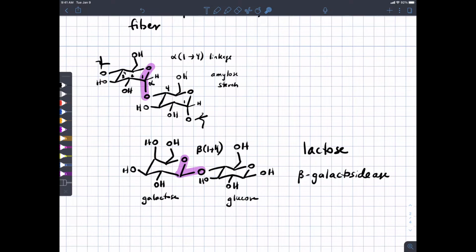So the human infant can break apart that linkage into the component sugars, but early on in human history, humans stopped drinking milk after they stopped nursing in childhood, and so there wasn't a need to hydrolyze, to break apart lactose, and so beta-galactosidase expression in the intestines goes down. Now, if you don't express beta-galactosidase, you can't hydrolyze this linkage, but your gut microbiome can, and that can result in gas and bloating and all of the other uncomfortable symptoms that are associated with lactose intolerance.